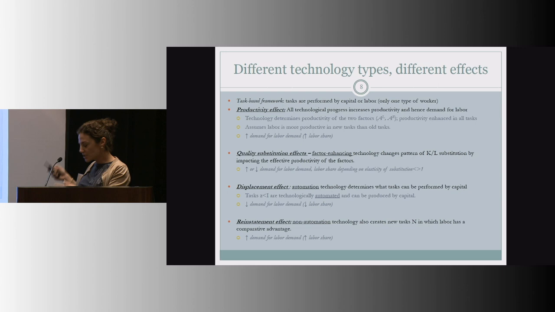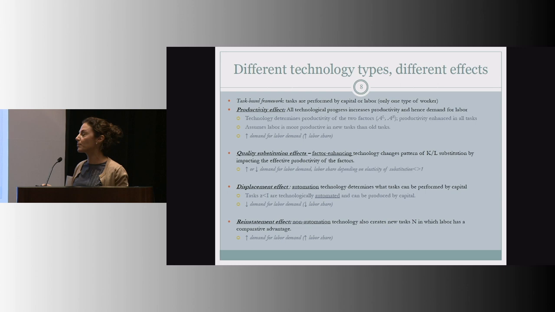There's the productivity effect, which all technology has, that makes the demand for labor go up. There are the quality substitution effects. This can go up or down. This is what has traditionally been modeled in these papers. And this is about factor enhancing technology.